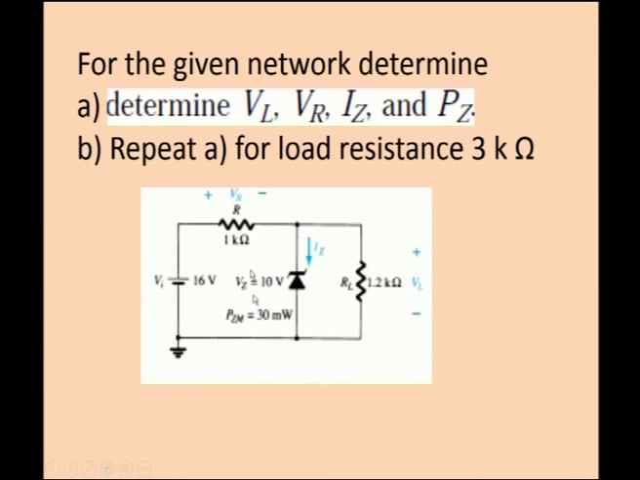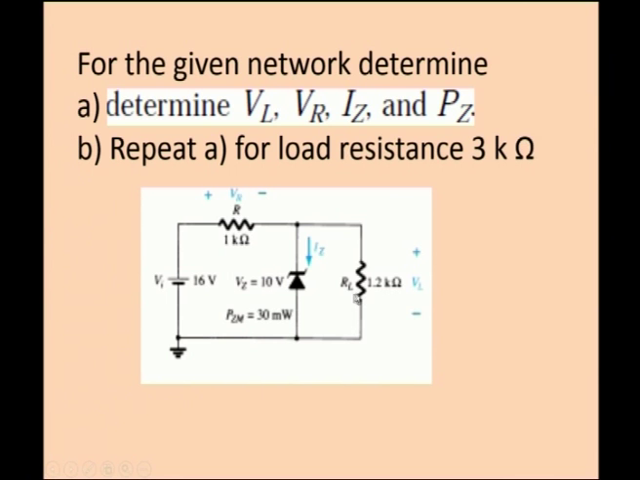For the given network, determine VL, that is the load voltage, VR, that is the voltage across this resistance, IZ, that is the current flowing through the Zener diode, and the power dissipation by the Zener diode, that is PZ. This is the first question, and the second one is to repeat the same for the load resistance of 3 kilo ohms.